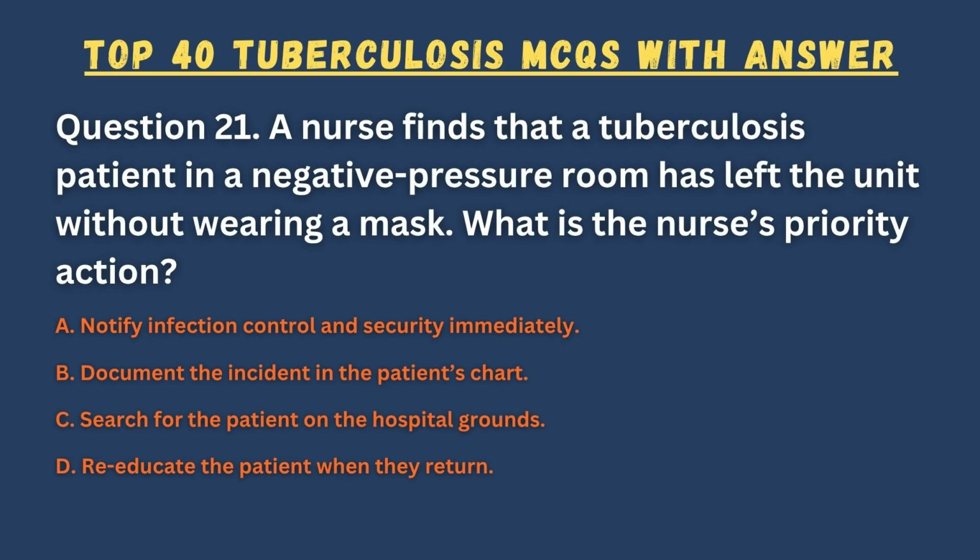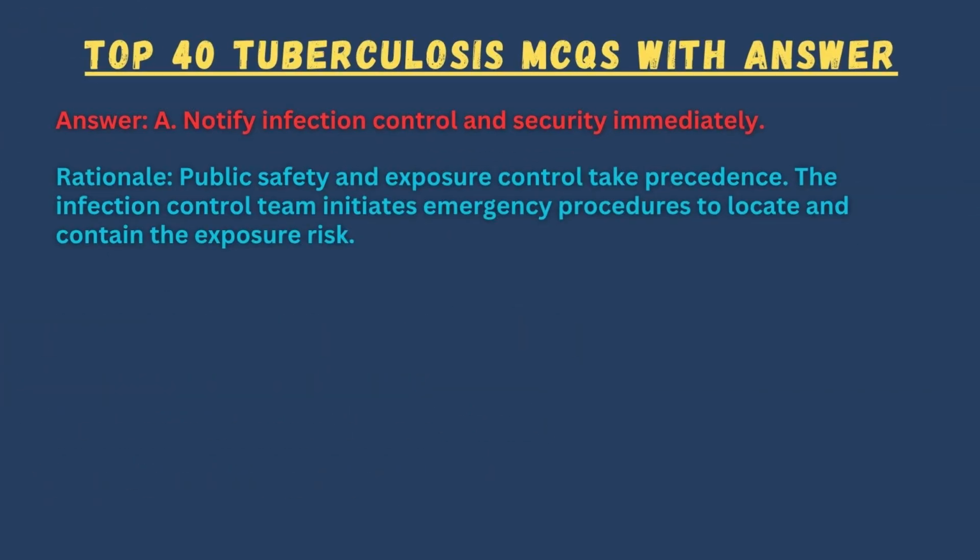Document the incident in the patient's chart. C. Search for the patient on the hospital grounds. D. Re-educate the patient when they return. Answer: A. Notify infection control and security immediately. Rationale: Public safety and exposure control take precedence. The infection control team initiates emergency procedures to locate and contain the exposure risk.